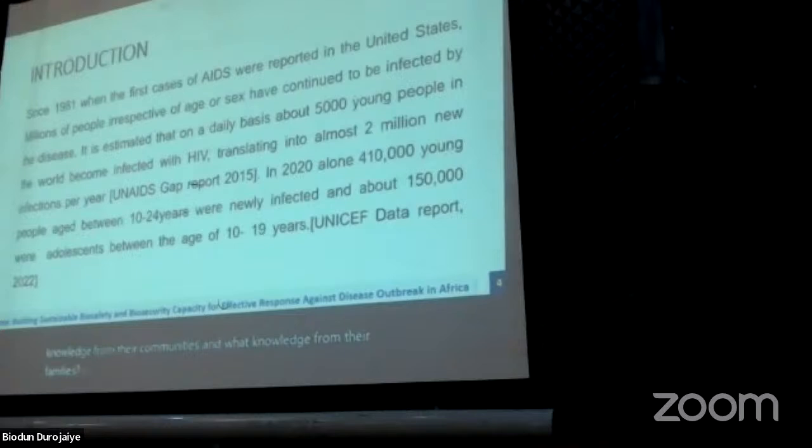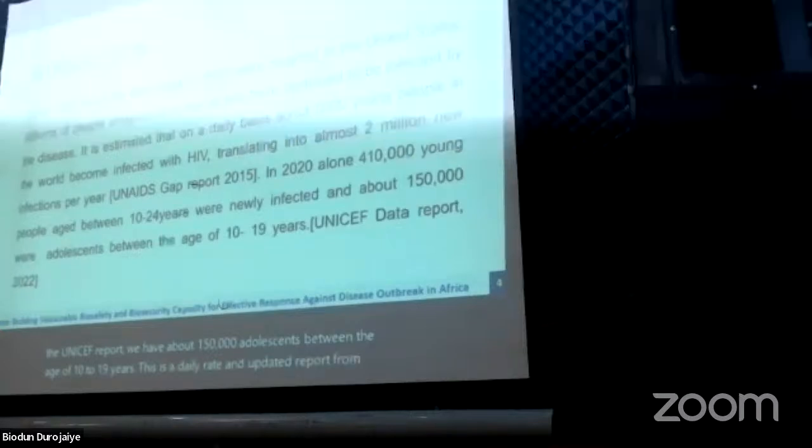By way of introduction, since 1981, when the first cases were reported in the United States, it's estimated that on a daily basis, there are about 5,000 young people in the world becoming infected with HIV, translating into almost 2 million new infections every year. Of this number, from the UNICEF report, we have about 150,000 adolescents between the ages of 10 to 19 years. This is a daily rate, an updated report from the UNICEF data report.